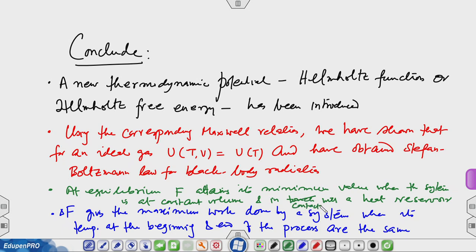So, we defined a new thermodynamic potential, the Helmholtz function, and used the corresponding Maxwell relations to show that the internal energy of an ideal gas depends only on its temperature. At equilibrium, F attains its minimum value. So, when the system is approaching equilibrium, F becomes smaller and smaller and attains its minimum value when the system is at constant volume and in touch with the heat reservoir at temperature T. And delta F between two states gives the maximum work done by a system when its temperature at the beginning and the end of the process are the same. Thank you.